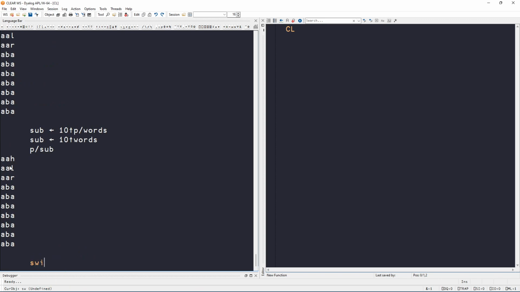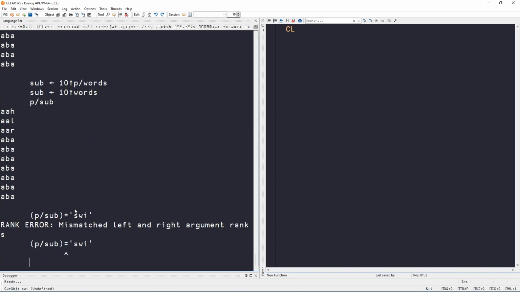Now how do I compare these against the letters SWI? How can I do this? Well, I can try to do it directly and see what happens. So let's see, the P compress of sub equals SWI. So obviously this doesn't work. And why is that? Because on the left we have a matrix and on the right we have a vector.